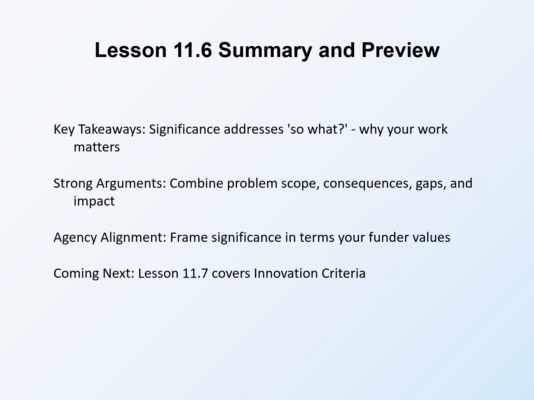Write a 2-paragraph significance statement for a project in your area. In the first paragraph, establish the problem scope and consequences. In the second paragraph, identify the gap and describe the potential impact of filling it. Review what you wrote for evidence support and connection clarity.